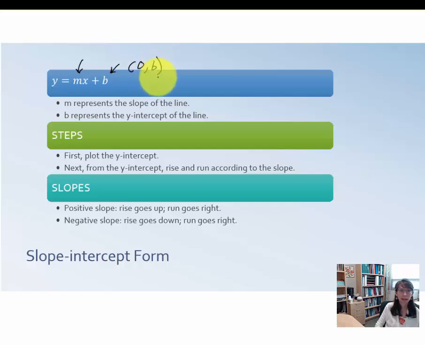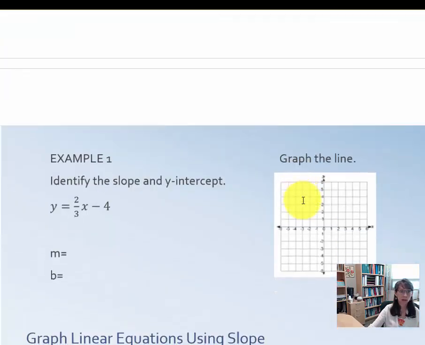So we typically would write the ordered pair to represent the y-intercept. So the first step we need to follow is to plot the y-intercept. Next, from that y-intercept point, we're going to rise and run according to what the slope tells us. If the slope is positive, the rise goes up and the run goes to the right. If the slope is negative, the rise will go down and the run will continue to the right. Let's see how that works in a few examples.